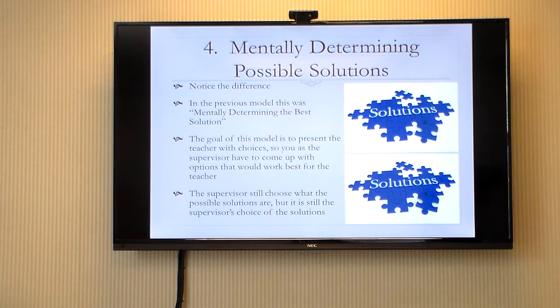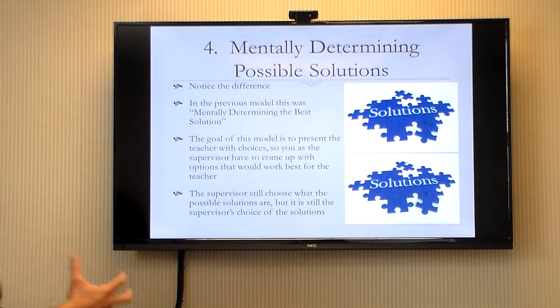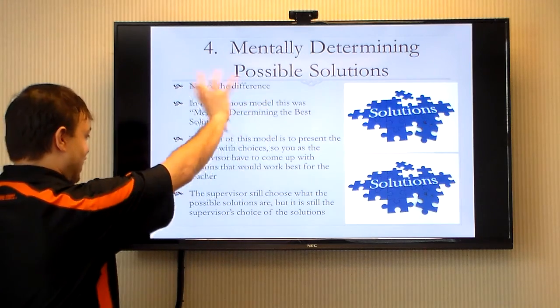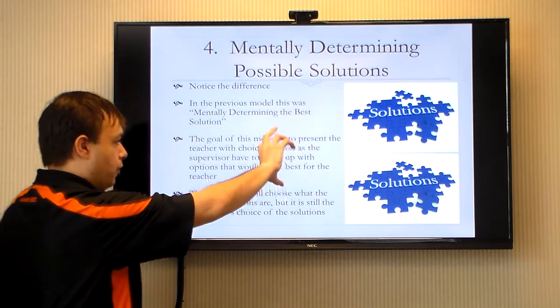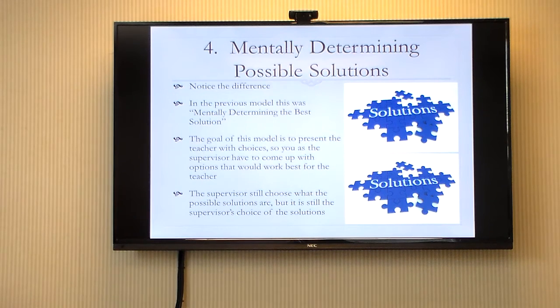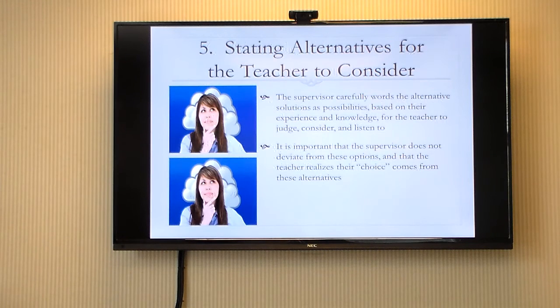So then you mentally determine possible solutions. In the previous model, you mentally determine the best solutions, but now you're looking at possible solutions. You are presenting the teacher with choices. You have to come up with the options that would work best for the teacher. The supervisor still chooses what the solutions are, but you're giving the teacher choices. So the teacher can think about them and go with the one that they want. That's what makes this model different, and that's what makes this model better.